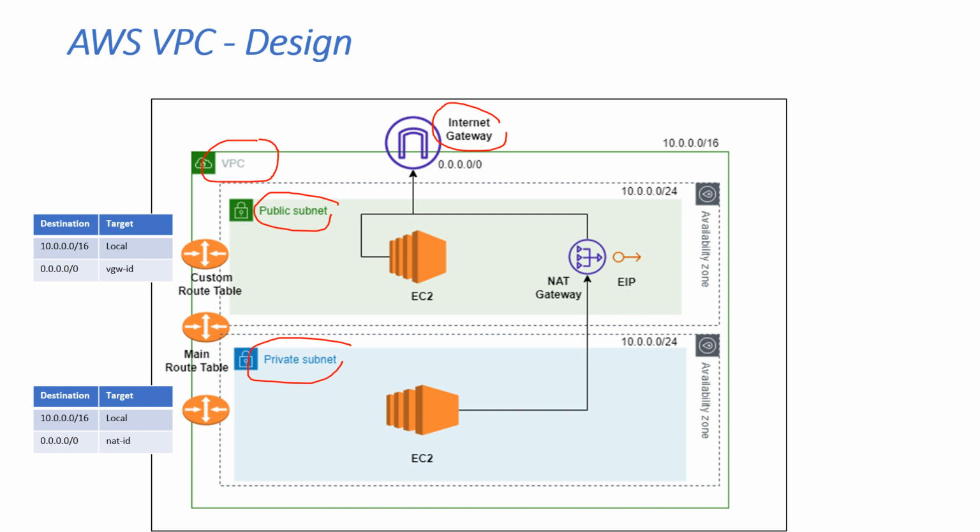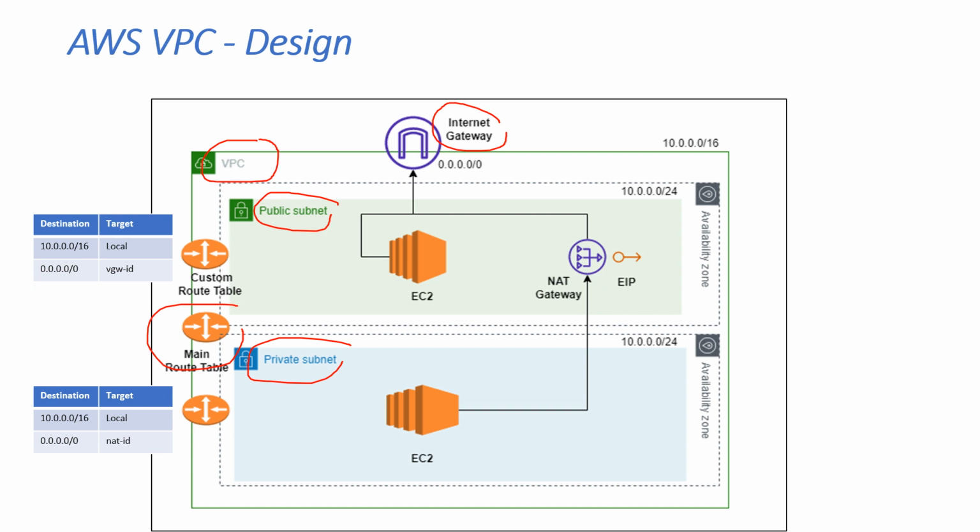Then we look at the route table. Every VPC comes with a default main route table. What a route table does is it routes the traffic within the VPC resources, and it can also help route traffic to the internet through the internet gateway. So what we'll do is create two custom route tables and attach one to the public subnet and one to the private subnet, and then do some traffic routing.